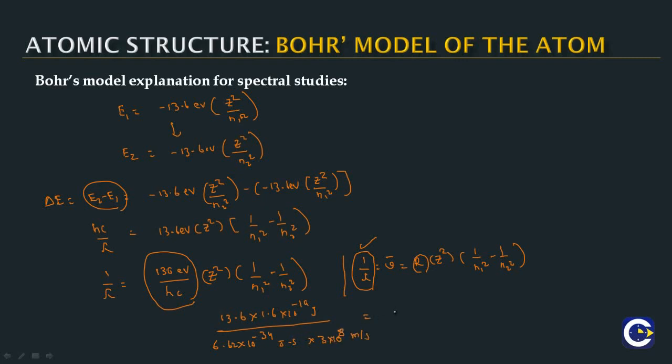If we substitute the values, the value comes almost close to 1.09 × 10^7 m^-1, which is the value of the Rydberg constant. And this is the reason why Bohr's model is considered very successful in explaining the spectral studies of hydrogen and hydrogen-like species, and that is what has actually increased the acceptance of Bohr's model. So Bohr's theoretical derivations are able to completely match the experimental observations that have been done on the spectral studies.